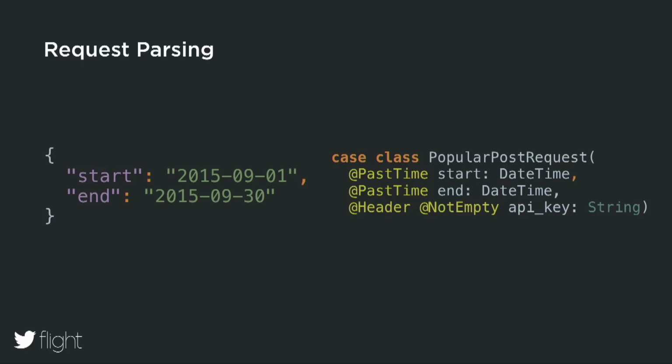Now, notice to the left, there's a @PastTime annotation. This is a validation annotation, which signals to Finatra that these times need to occur in the past. After all, it wouldn't make much sense if they were in the future. On the line below that, you'll see an API key field annotated with @Header. This indicates this field is going to come from the request header. And there's a @NotEmpty annotation, which means the header cannot be an empty string. It has to actually be populated.